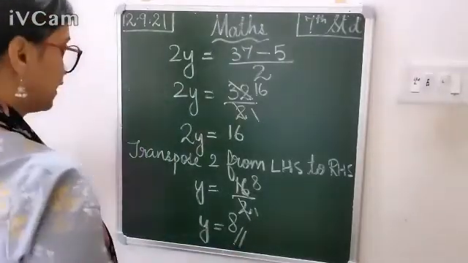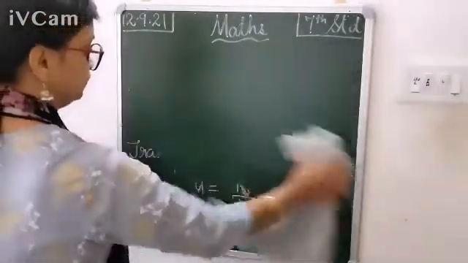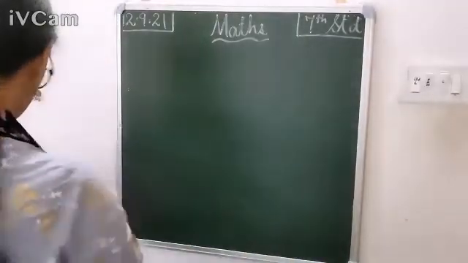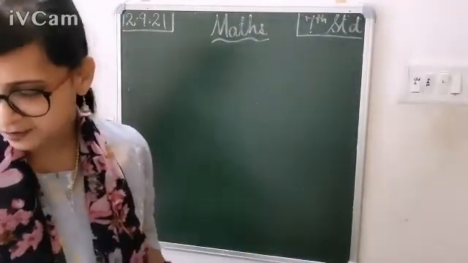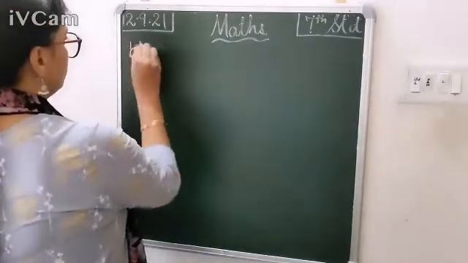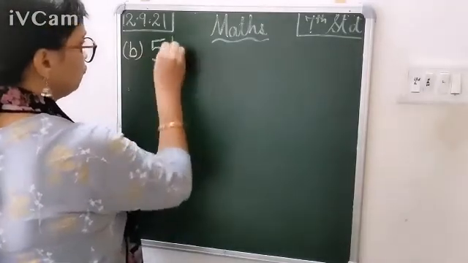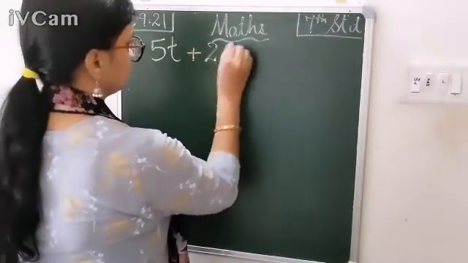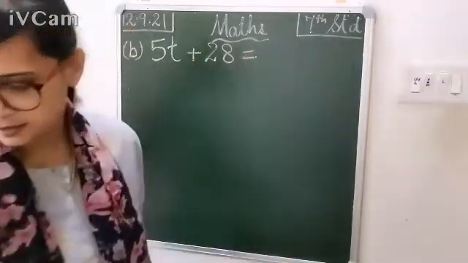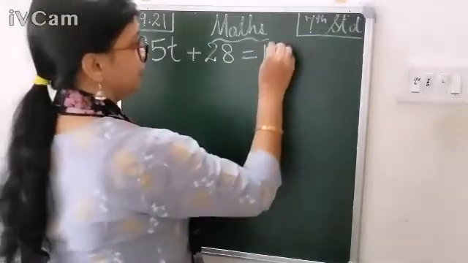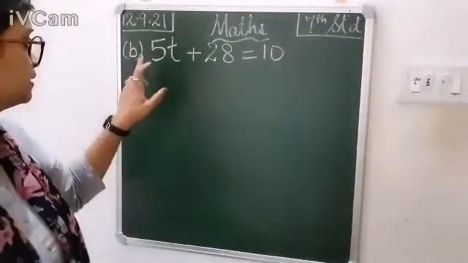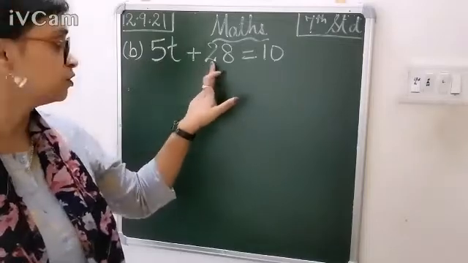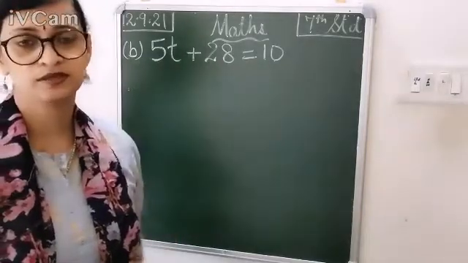Now we move on to the second one. The second sum is 5t plus 28 is equal to 10. The second sum is 5t plus 28 is equal to 10.